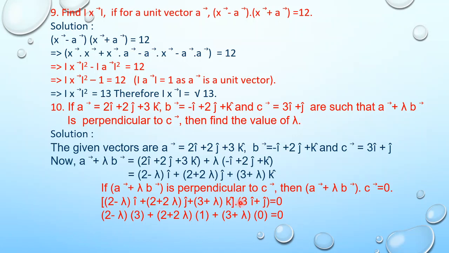So when I do the dot product of these both, I got here this is equal to 6 minus 3 lambda plus 2 lambda is equal to 0. Now taking the same terms on one side, minus 3 lambda plus 2 lambda is nothing but minus lambda, 6 plus 2 is nothing but 8. So finally I got the value of lambda is equal to 8.